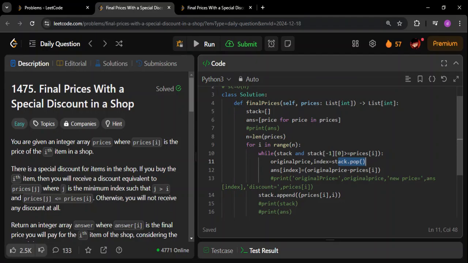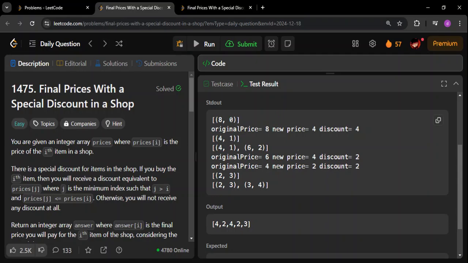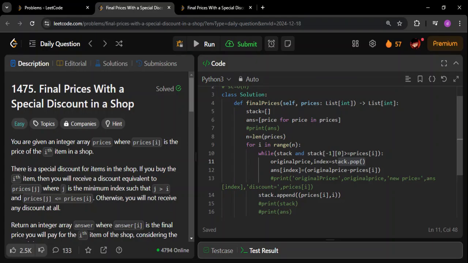Since a stack element has two parts, the first part is the number itself, that is the price, and the other part is the index. That is how I'm receiving them: original price and index. What I'm going to do is original price minus the discount. What is the discount? The discount is going to be this. As simple as that. This will now be stored at index. Where is index coming from? From here. In the answer of index I'm going to store that. This will keep continuing while there is an element in the stack that is greater than or equal to the current price. Till then it will continue. Once I come out of that, I will insert the current element.